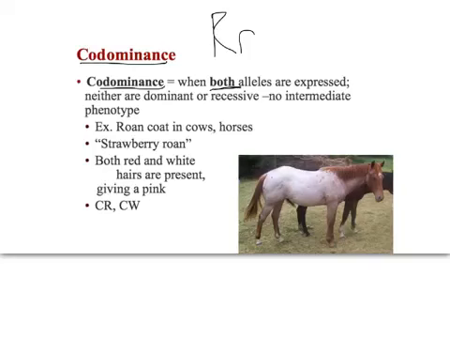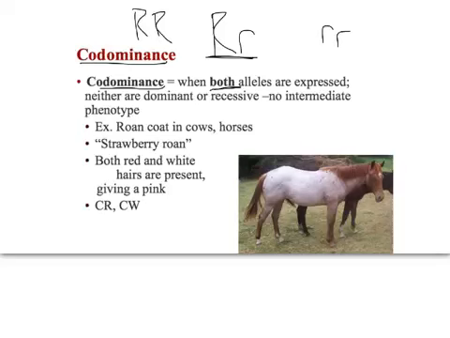For example, when we were looking at the flowers, capital R gives you a red flower, little r gives you a white flower, and capital R, little r gives you a pink flower. In this case, with codominance, you wouldn't get a pink flower. Instead, you would get a red and white striped flower. Both the red and the white are present. They're not blended in codominance.